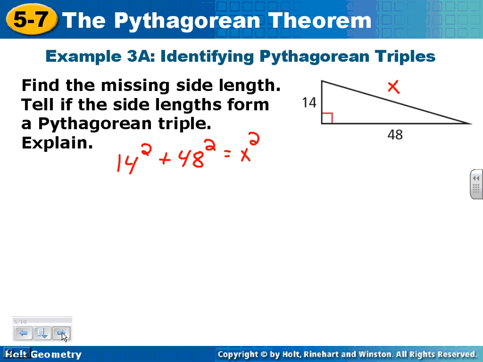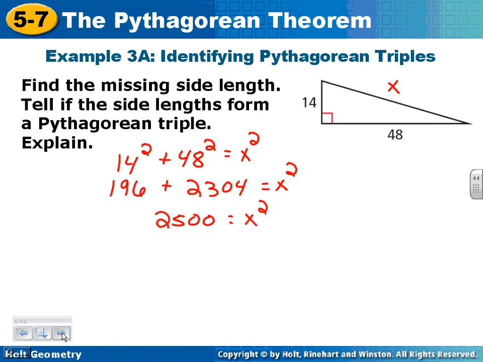14 squared into the calculator. So make sure you have a calculator handy. 14 squared, my calculator says 196, plus 48 squared is 2,304. That makes X squared. Add those together. I get 2,500.